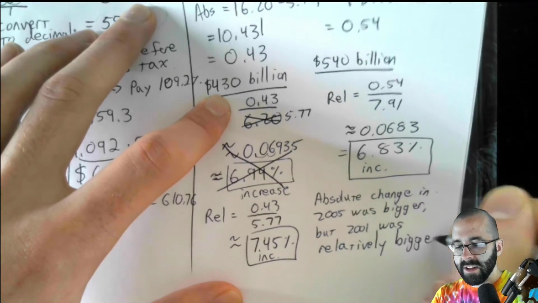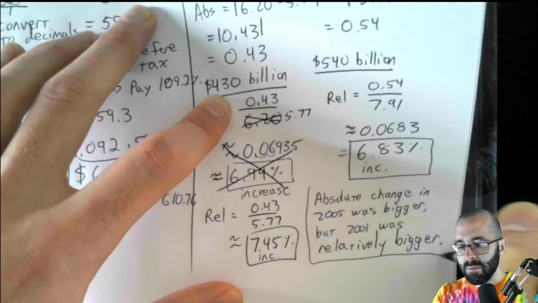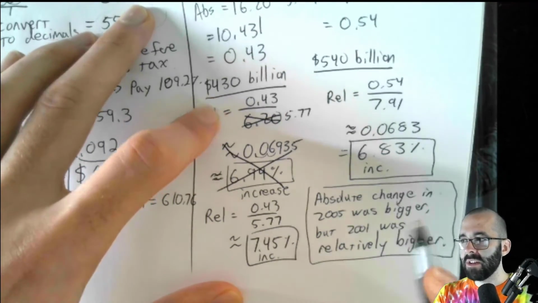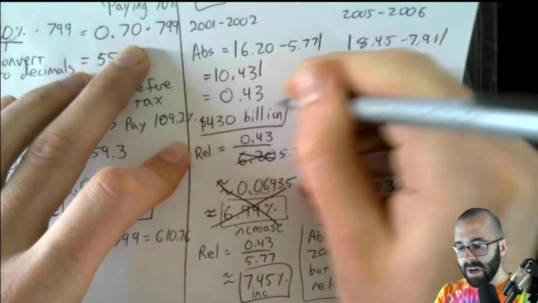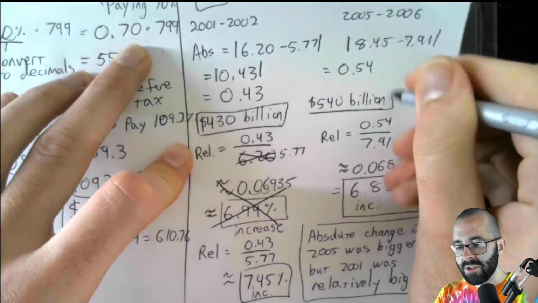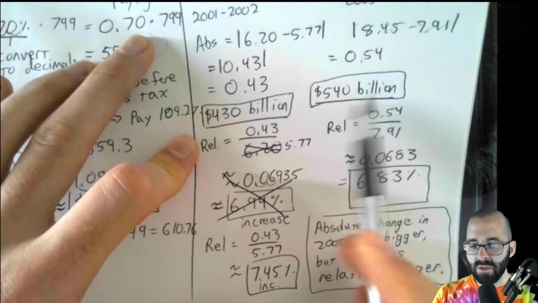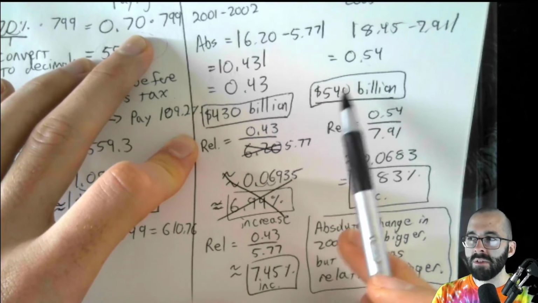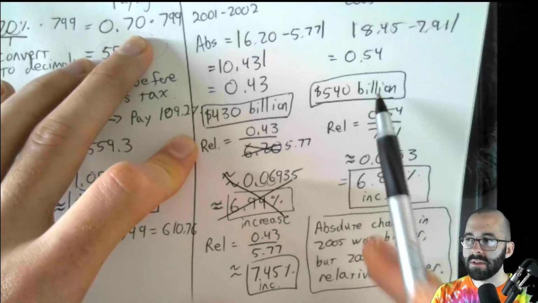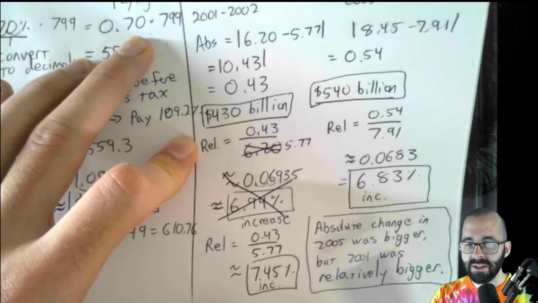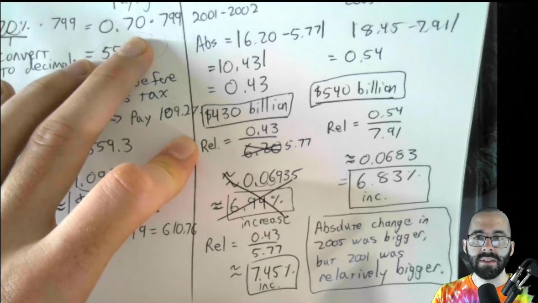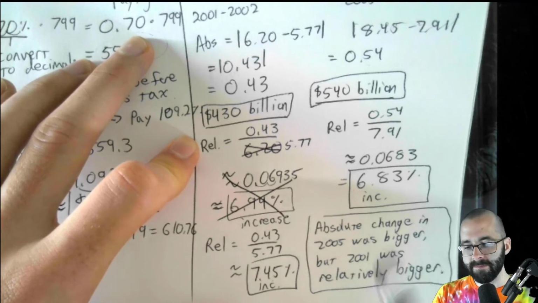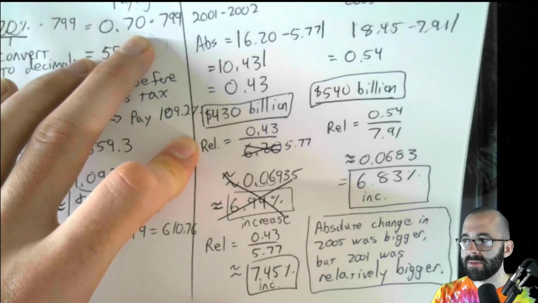So there's a lot to your answer here. Make sure to box it all. So this is the final answer. These are the relative increases, and we can box these as well. Make sure you have the right units. The absolute change could either be $0.54 trillion or $540 billion. Both relative increases will be given as percents in here. And then we have our answer in words.